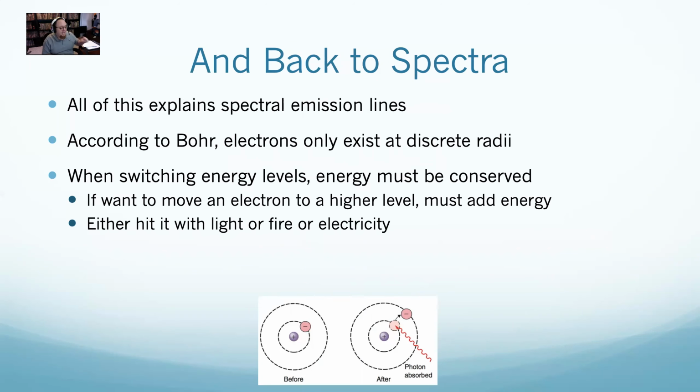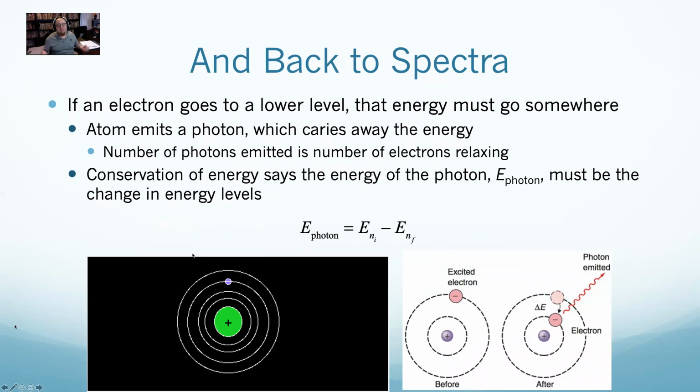Well, what he said is, hey, Einstein said each photon has an energy of hf. If I say each photon has an energy of hf, I can relate each color of light in the emission spectrum to a set amount of energy. And that set amount of energy matched a change in energy levels. You see, if you excite an electron, if you put energy into an electron, the electron jumps to a higher energy level.